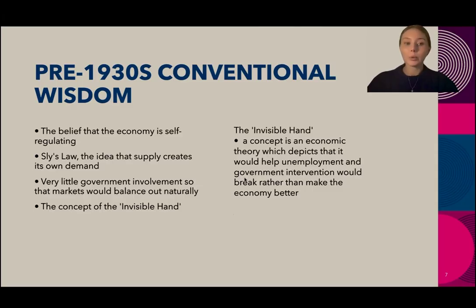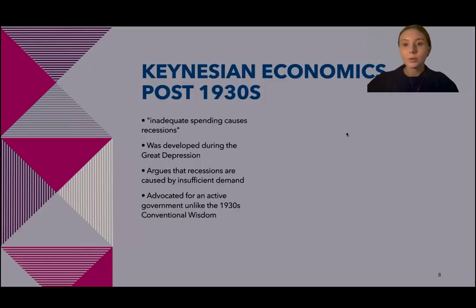But later we will find out that that is not the greatest way of handling the economy, because it just doesn't work that way. The whole invisible hand concept about how it would help unemployment, and how government intervention would break rather than make the economy better, just wasn't very ideal. So that's why later we have Keynesian economics, which was after the 1930s.